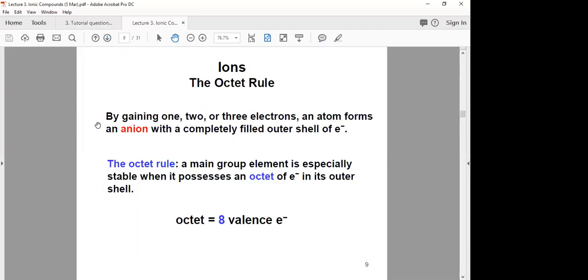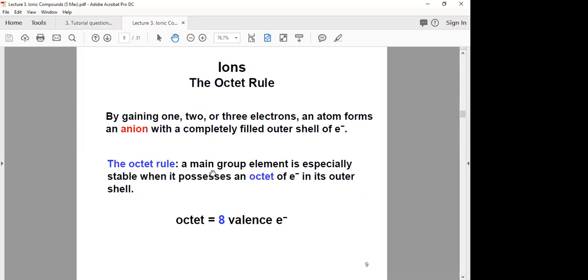So by gaining 1, 2, or 3 electrons, an atom forms an anion with a completely filled outer shell of electrons, or at least some of the subshells are filled. Okay, the magic number 8 is covered by what's called the octet rule, which states that a main group element is especially stable when it possesses an octet of electrons in its outer shell.